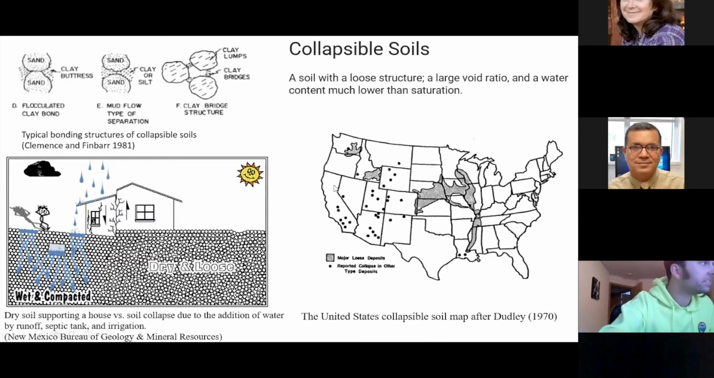Okay. Is it limited to a certain place? No, it's everywhere. And you can see a map. This is an old map, in fact, that you can see different locations for this kind of collapsible soil nationwide in the United States.